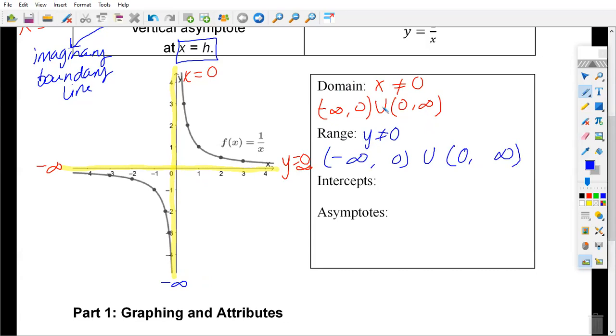Your restrictions change as your asymptotes change. So if my asymptote moves, guess what? So does that 0, what it cannot be.